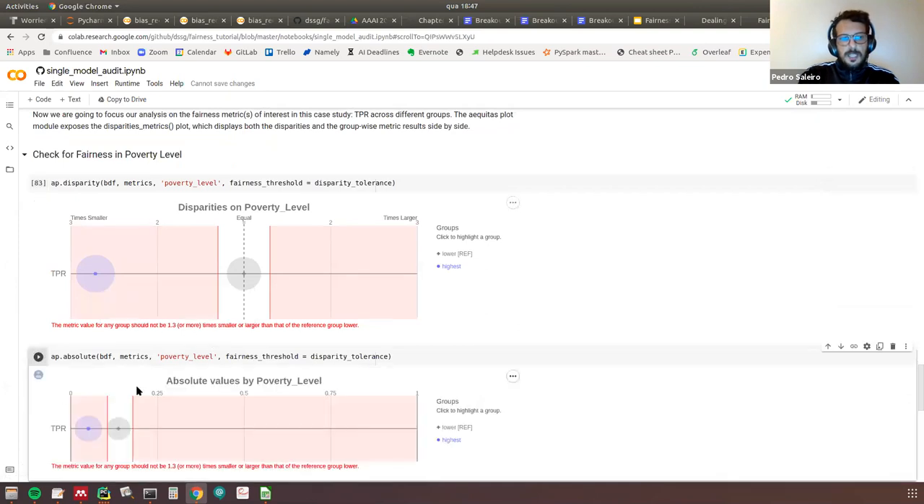And here, what we are seeing in the second plot is the actual absolute values for the true positive rates. And we also show the bands. I forgot to mention the bands. So the 130 just controls the width of this band. And here we translate this band in terms of ratios to the actual values compared to the value of the reference group.